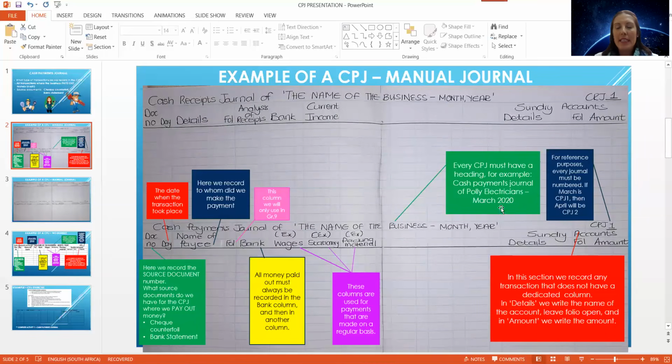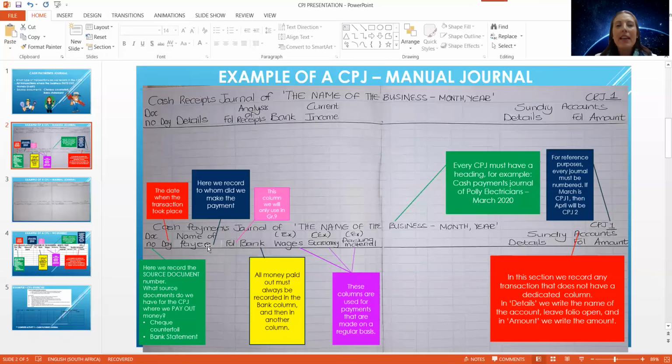Good. And now let's start with the different headings for each of the columns. You will see in the CPJ, we also have a document number column, just as with the CRJ. In this case, we will record check numbers, or actually from the check counterfoil, and then BS for bank statement if payment was made directly via EFT. Then we have the day column, same as CRJ, the day on which the transaction took place. Then in the CRJ, where we had details, it is basically just replaced with name of payee.